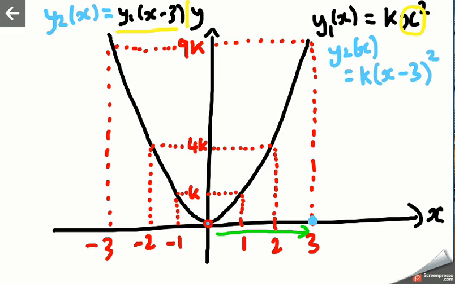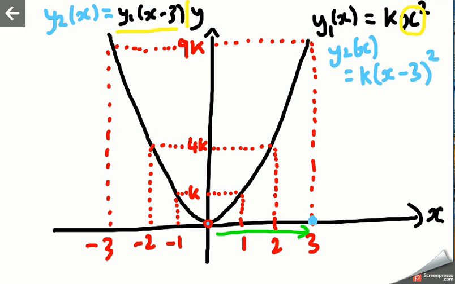Well, what we're actually saying to the function there is basically, if I want y2 of x to have the same value as y1, I need to push it 3 units across to the right.